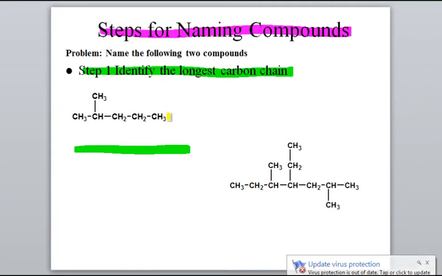If we started from this direction, so 1, 2, 3, 4, 5, it's still 5, but the longest chain doesn't have to go left to right. You can curve around. So what if we started at a different place? What if we started with this carbon? It's perfectly acceptable. So 1, 2, 3, 4, 5. It's still 5. So it really doesn't matter which end carbon you start out with. The longest chain is 5.